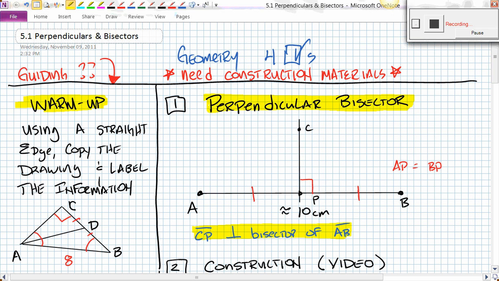Geometry, this is the first lesson in section 5.1 for geometry class. It is called 5.1 perpendiculars and bisectors. I've got 4 boxes for you. You need your construction materials, so like a straight edge and a compass.